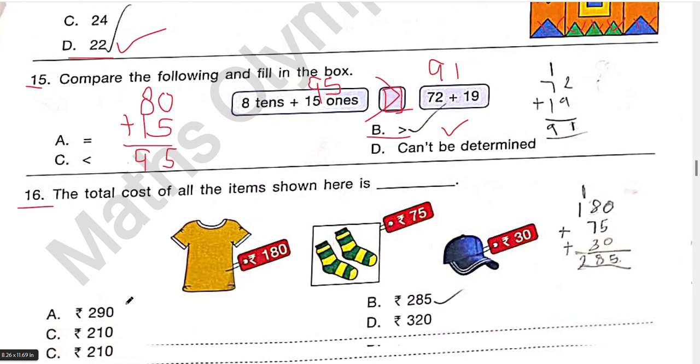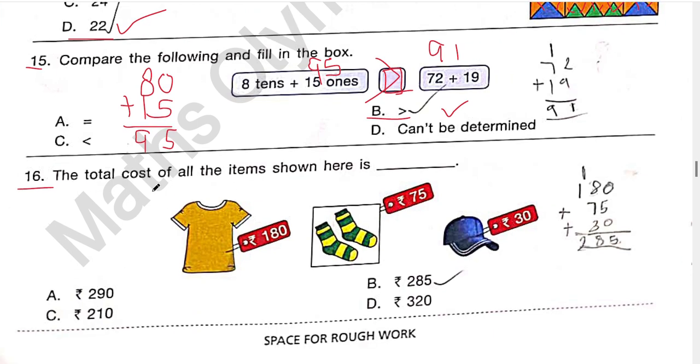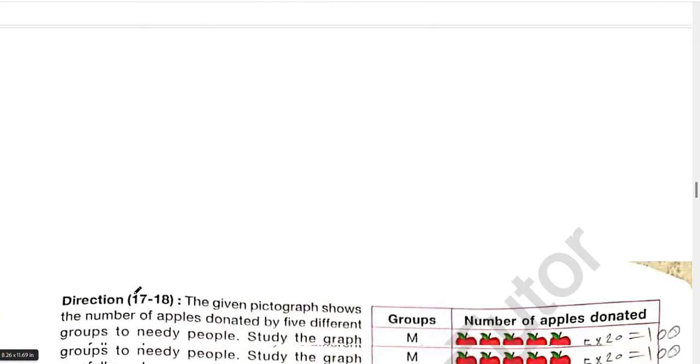Question 16 here is, which of the following is the total cost of all the items? Only we have to find the total cost. There are 3 items. So this means we have to add the cost of these items. 180 rupees plus 75 rupees plus 30 rupees will give us total as 285 rupees, which is option B here. We should select this.